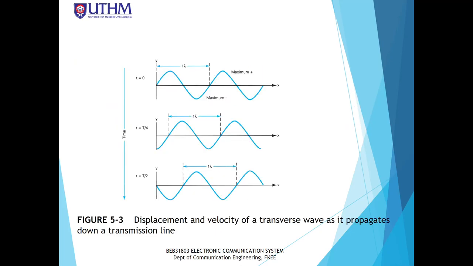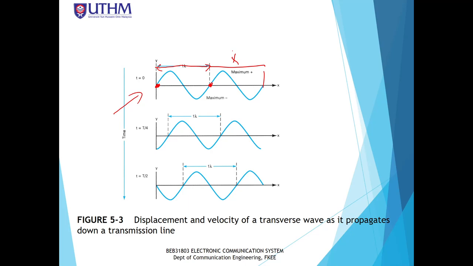And you see here the displacement and velocity of a transverse wave as it propagates down a transmission line. So where is lambda? You can see that in one complete cycle, for example the first graph here starts from zero until here. So this is one complete cycle. The distance of the displacement of the wave in one complete cycle, this is what we call lambda. And here also lambda.